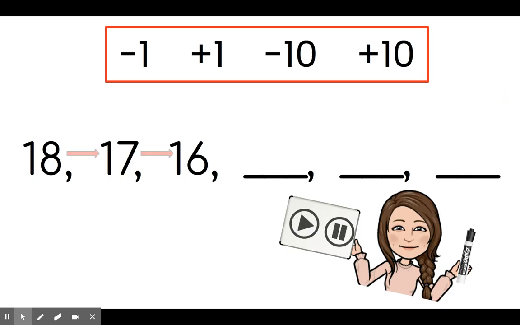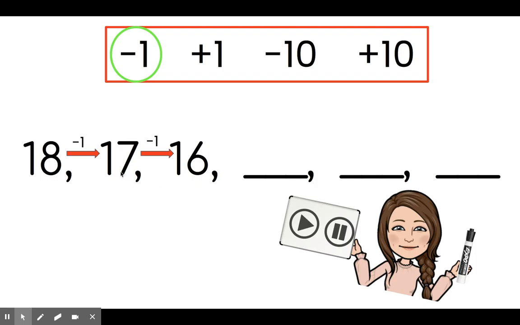Let's check your work. Let's first look closely at our pattern. 18 to 17, 17 to 16. Were you able to recognize that we're subtracting 1 each time? Did you write subtract 1 on your whiteboard? Good work. Our 10's place value digit remains the same. There's one group of 10. But our 1's place value digit is decreasing by 1 each time.